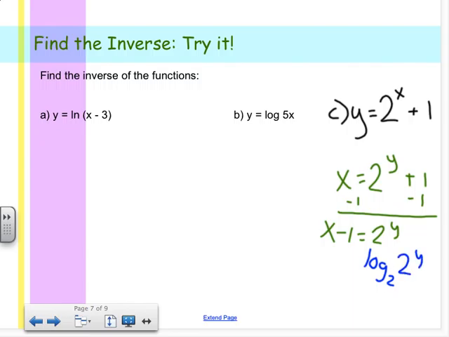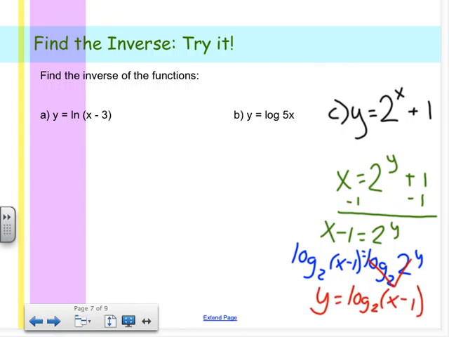Take log base 2 of 2 to the y, and log base 2 of x minus 1. This is all going to be within the logarithm. I'm taking the log of the whole side, not just one piece of it. All right, those will be equal to one another. Now, just like in the past, log base 2 and base 2 of an exponent are going to cancel one another out. So I would have y equals log base 2 of x minus 1. The same exact idea. When I have an exponential function, I need to pull in a logarithmic function. When I have a logarithmic function, I need to pull in an exponential function.